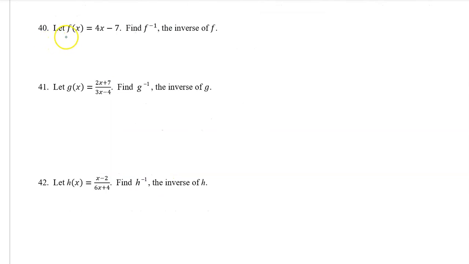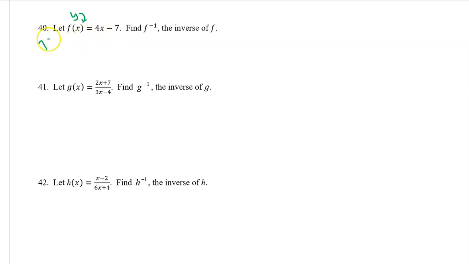Number 40. Let f of x equals 4x minus 7. Find f inverse, the inverse of f. F of x is another name for y, and the first step for finding the inverse is to switch x and y.